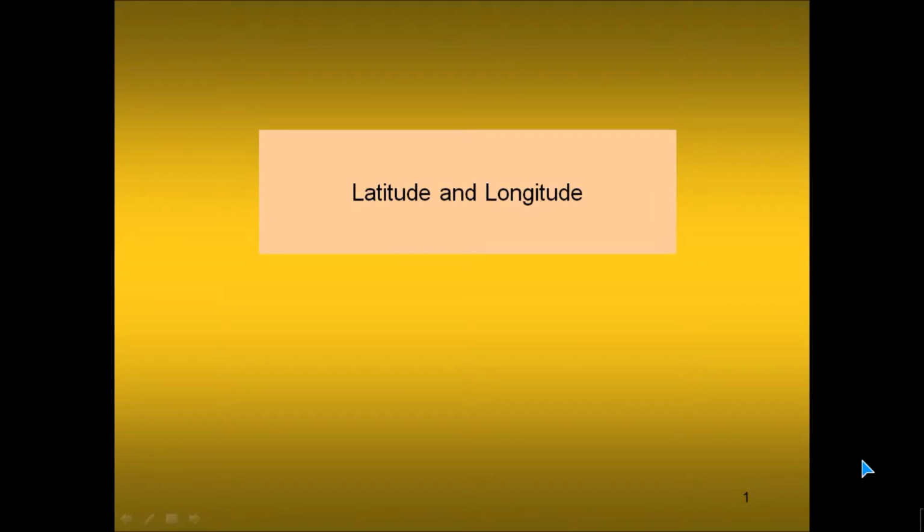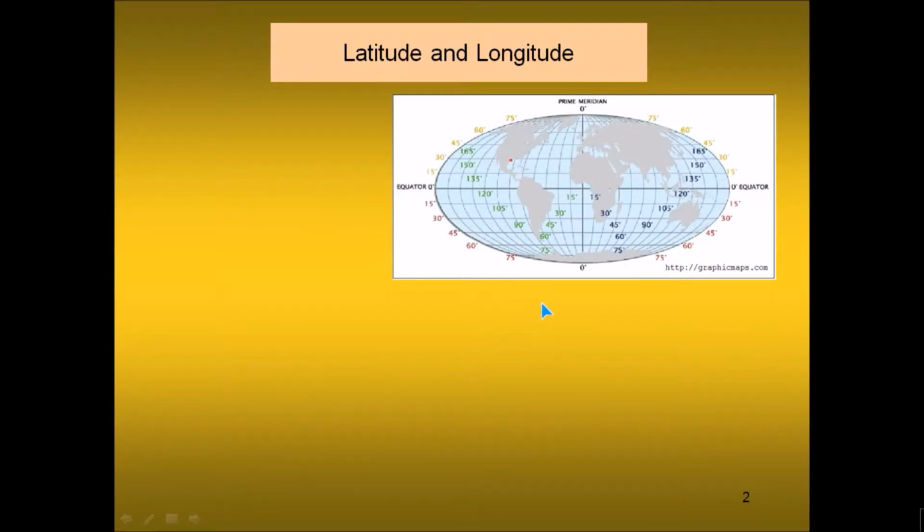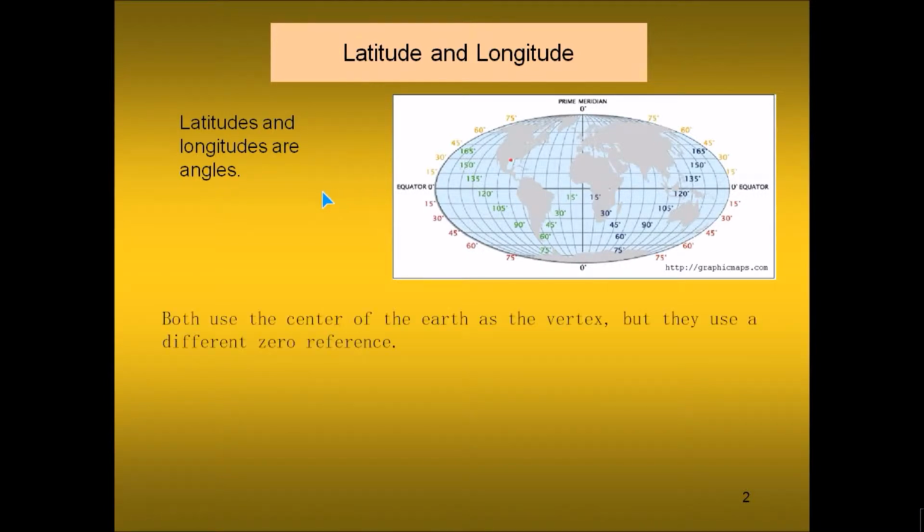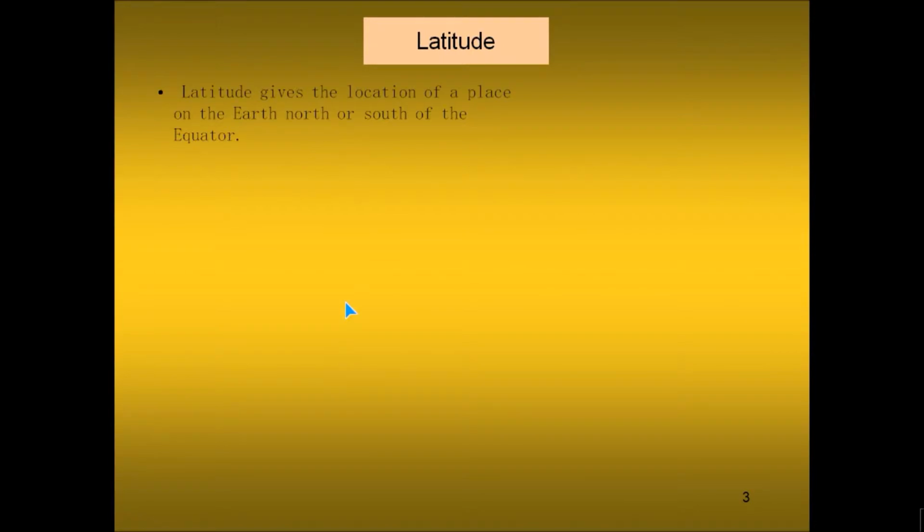Latitude and longitude. We are talking about these two terms today, and this is a figure of our Earth, and we have divided it into latitude and longitude for certain measurement computation. So basically latitudes and longitudes are angles. Both use the center of the Earth as the vertex, but they use a different zero reference. We'll see it now.